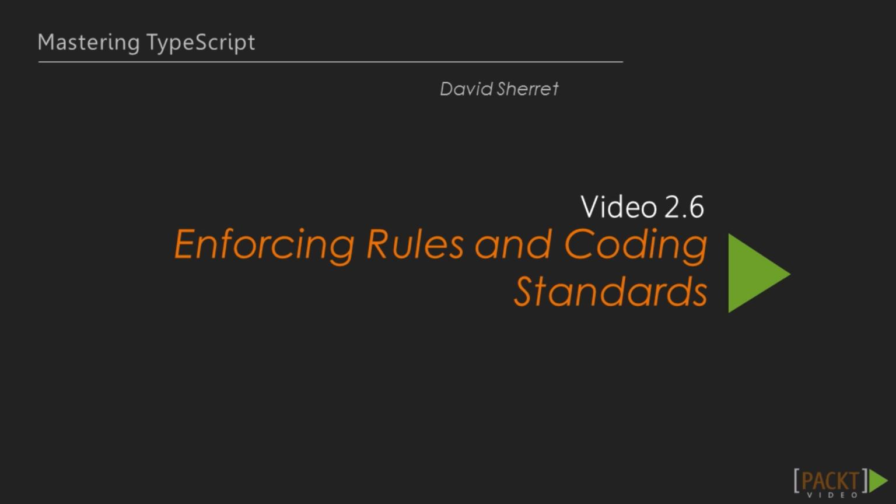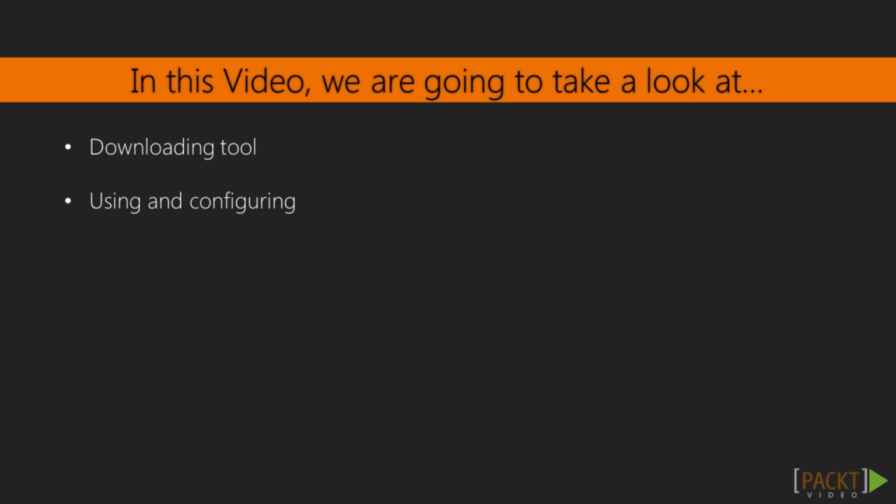In the previous video, we looked at using the compiler to help us make the code stricter. In this video, we're going to look at using an external tool to enforce strictness and standardization in our TypeScript code. First, we'll install this tool. Then we'll look at an example of using and configuring it.